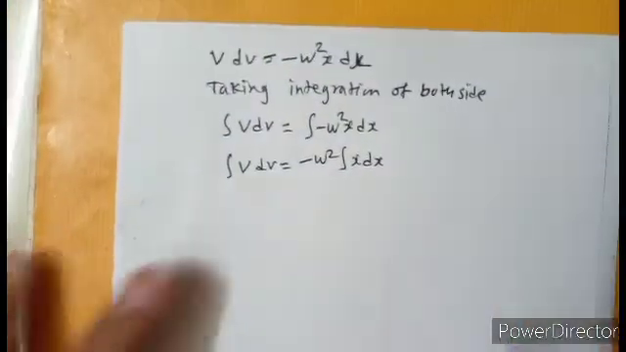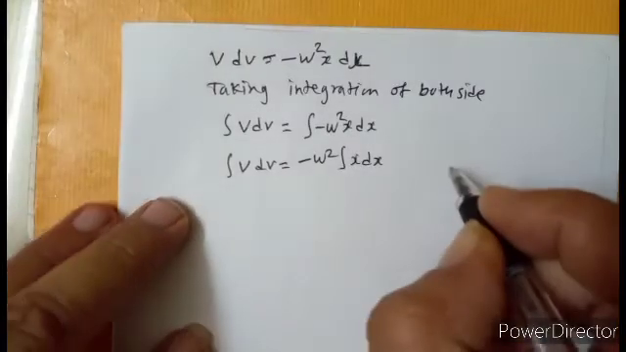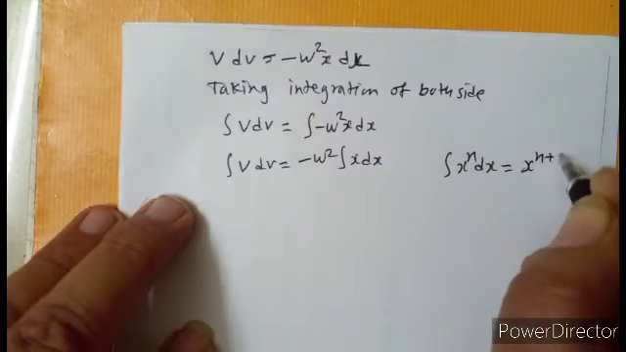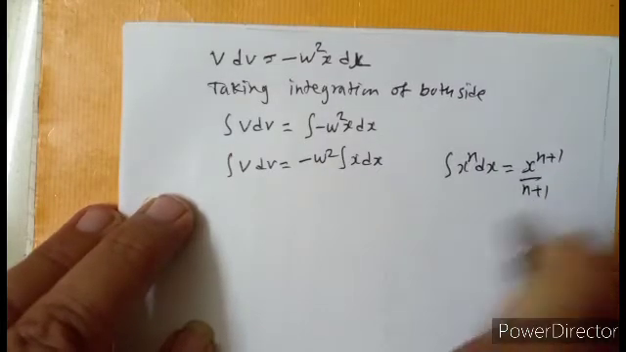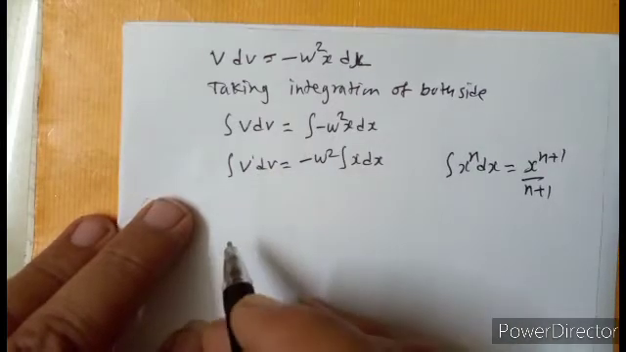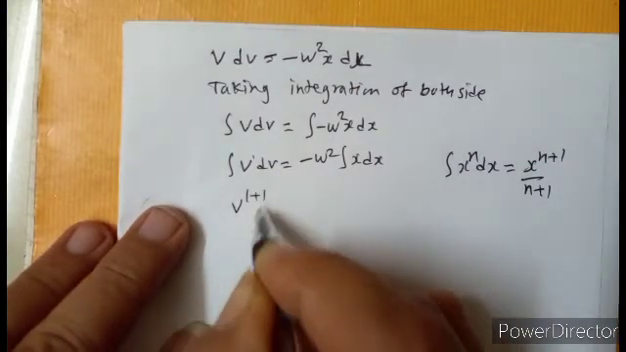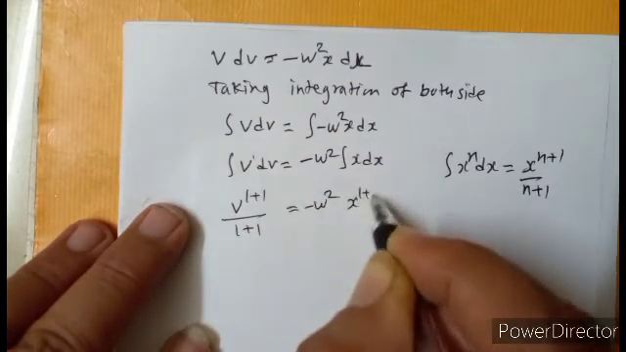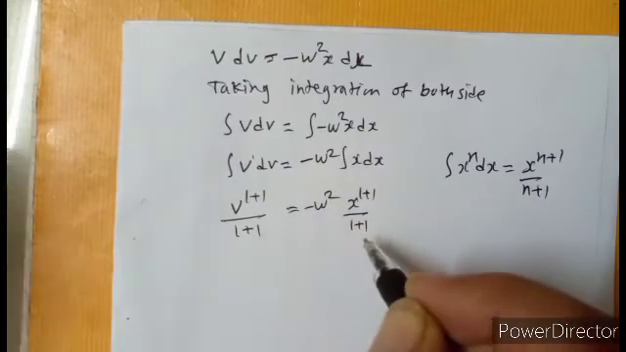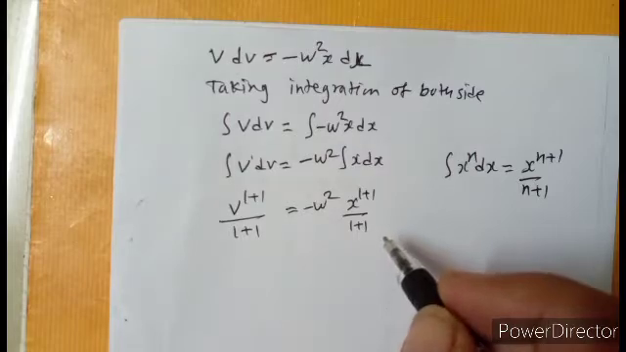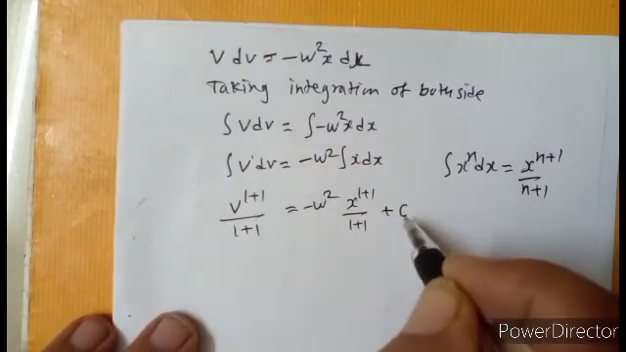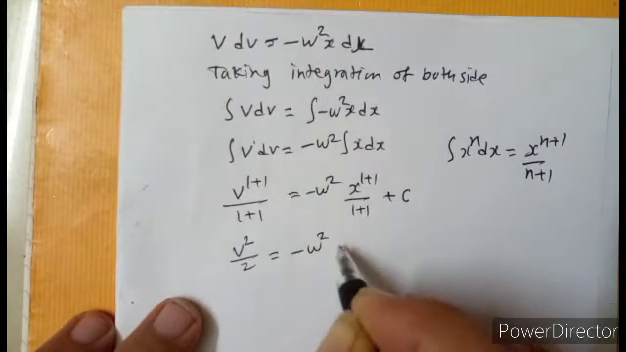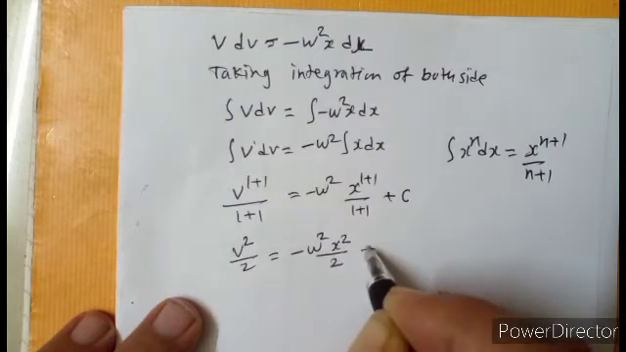Now we apply the formula: integration x raised to n dx is nothing but x raised to n plus 1 divided by n plus 1. Here n is 1. So v raised to 1 plus 1 divided by 1 plus 1, minus omega square x raised to 1 plus 1 divided by 1 plus 1, and we take a constant of integration as c. So v square divided by 2 is equal to minus omega square x square divided by 2 plus c.